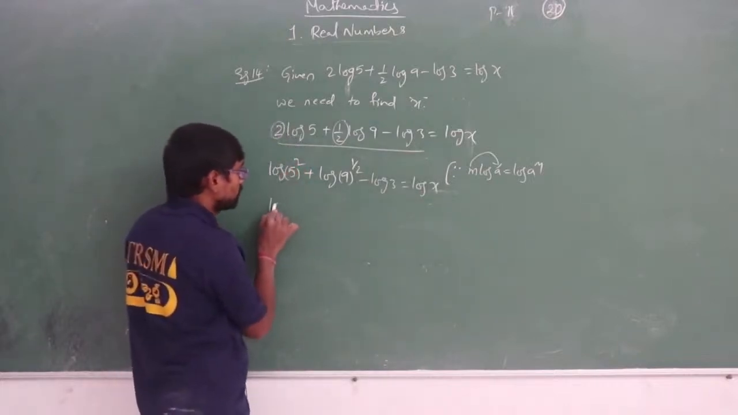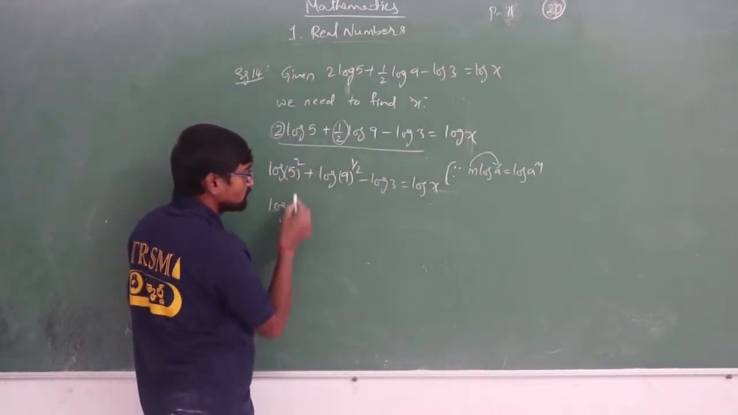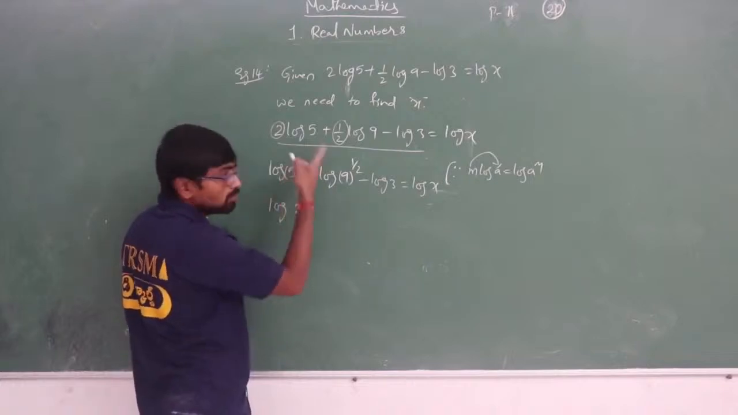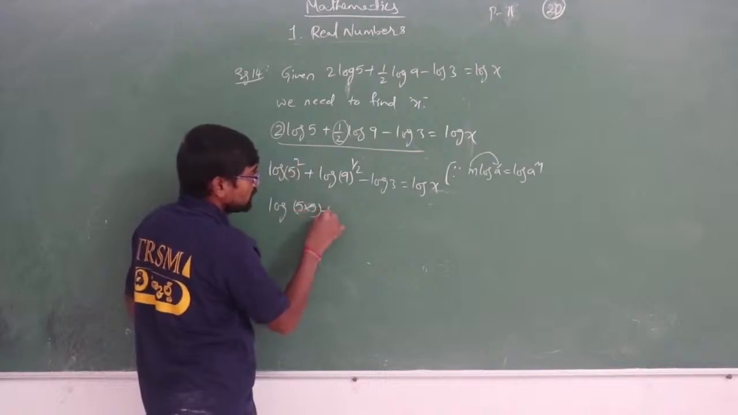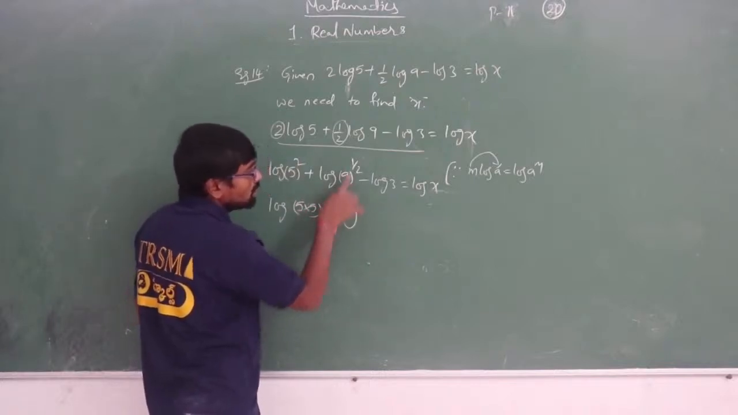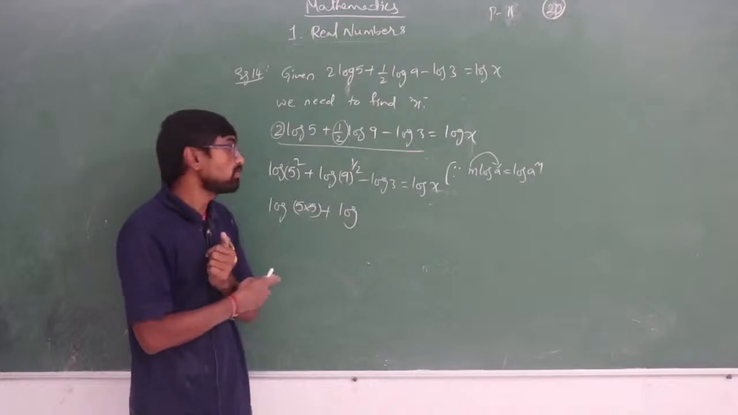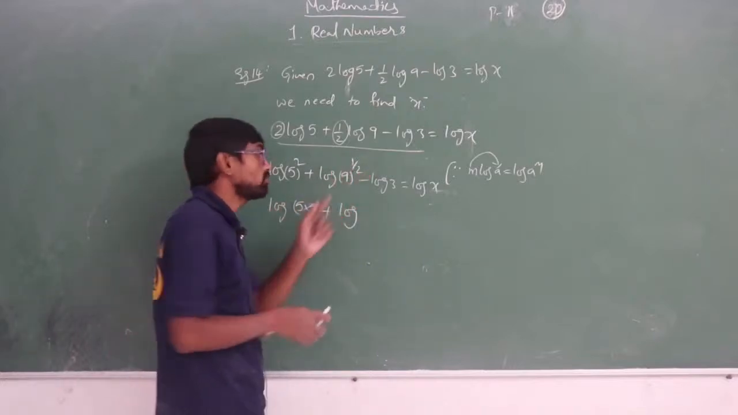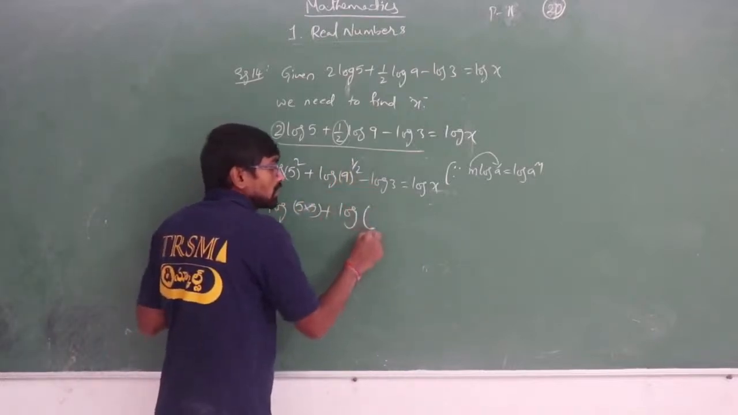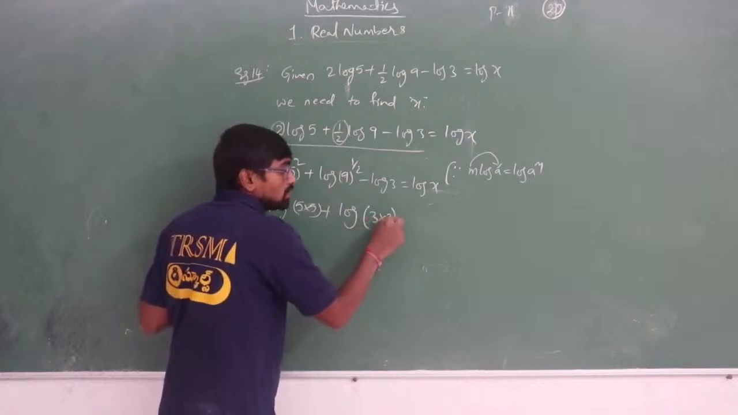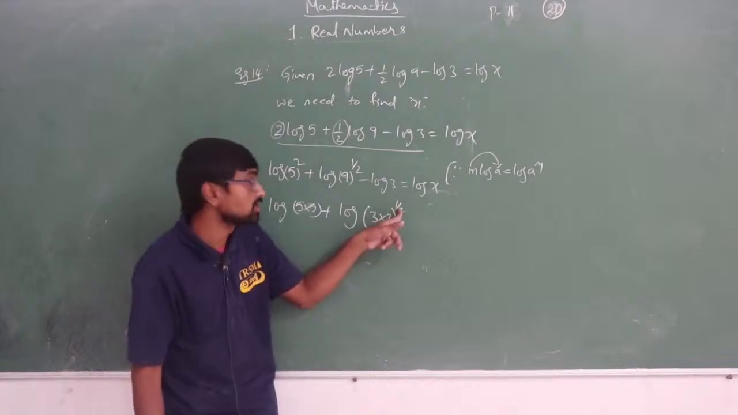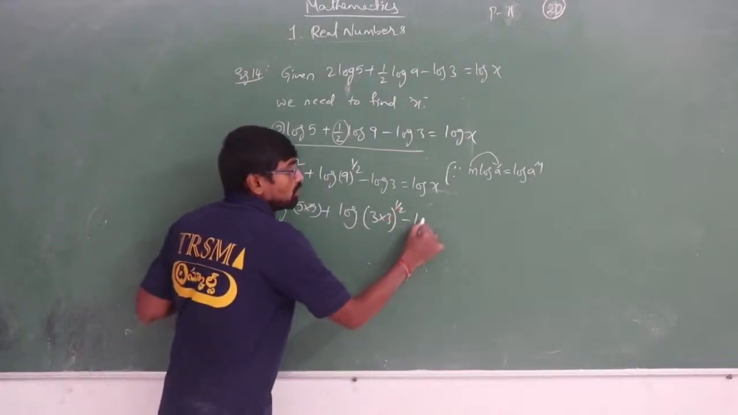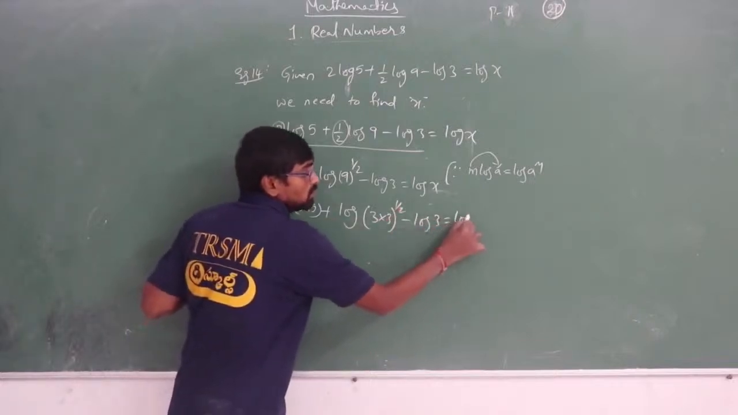Now coming to it, what is 5 square? 25. What represents 5 square? 5 into 5, isn't it? Plus log, here I have the power in rational form. So can I write this 9 as 3 into 3? Why am I writing this? To cancel this 2, isn't it? So minus log 3 is equals to log x.